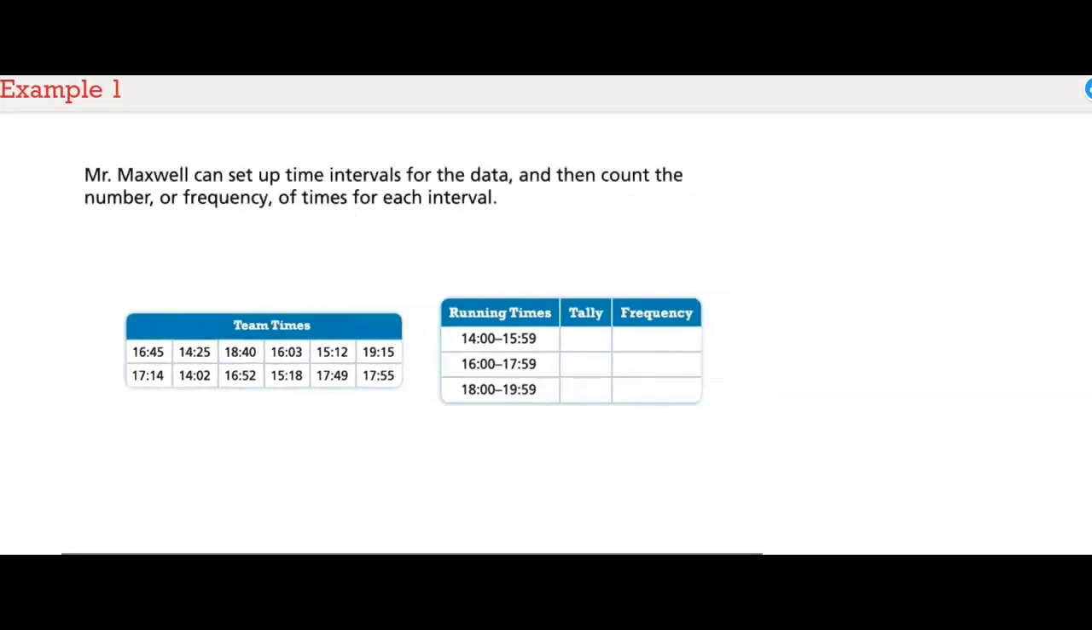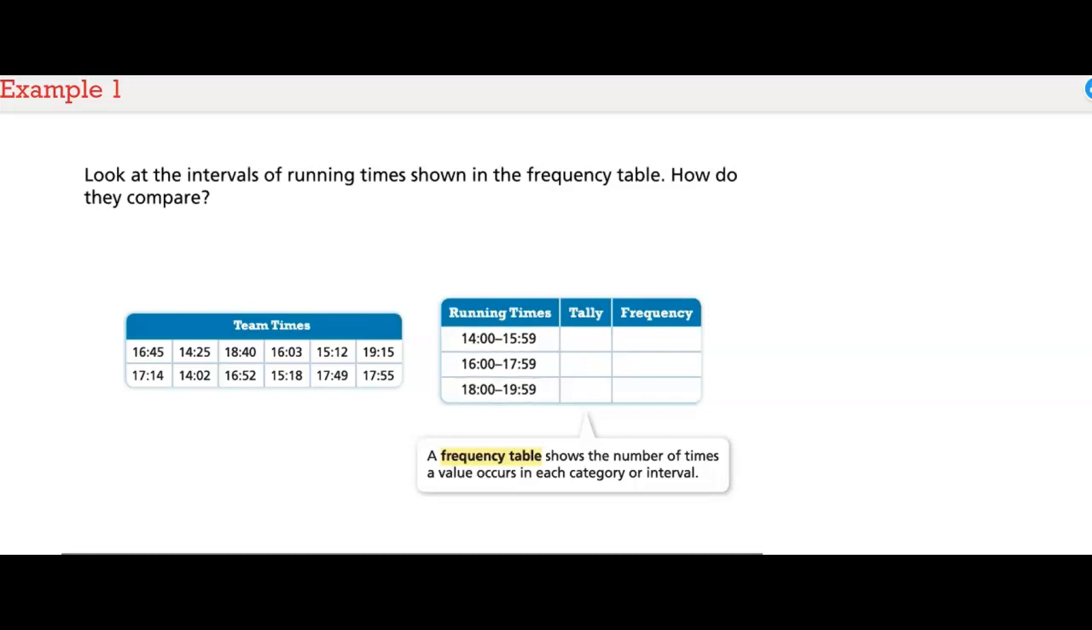Mr. Maxwell can set up time intervals for the data and then count the number or frequency of times for each interval. A frequency table shows the number of times a value occurs in each category or interval. Look at the intervals of running times shown in the frequency table. How do they compare? Each interval is the same amount of time, 2 minutes. Organize the data in the frequency table.